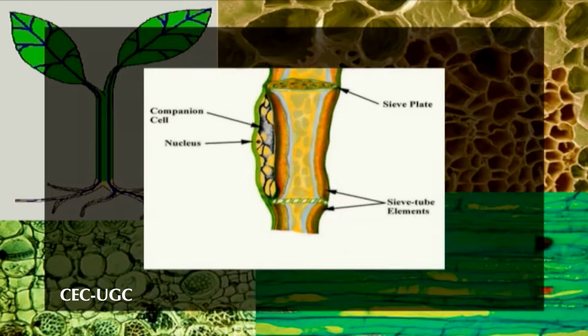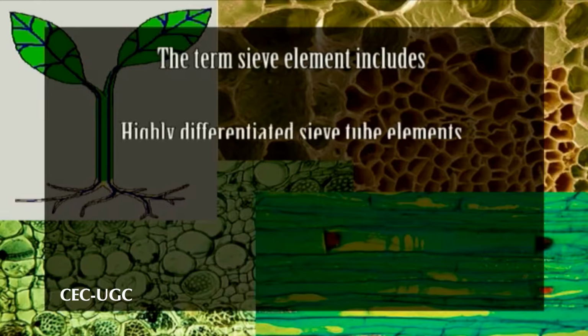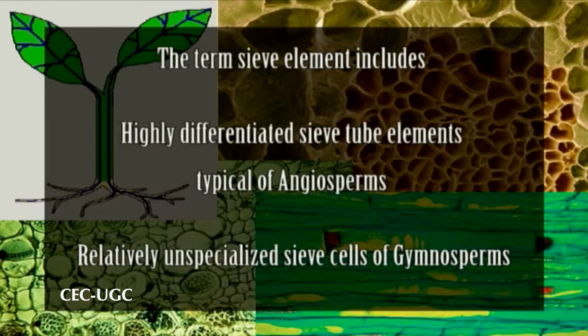Sieve element is a comprehensive term that includes both the highly differentiated sieve tube elements typical of angiosperms and relatively unspecialized sieve cells of gymnosperms. The phloem collects photoassimilates from the green leaves and distributes them in the plant and heterotrophic plant organs. Phloem is specialized for loading, long distance transport, and unloading of assimilates.